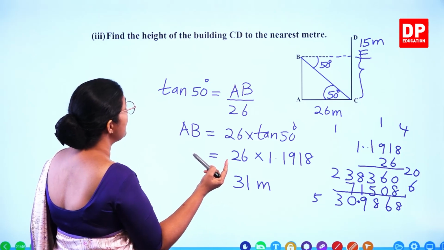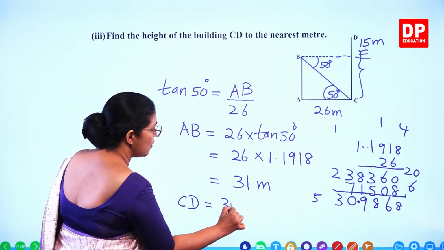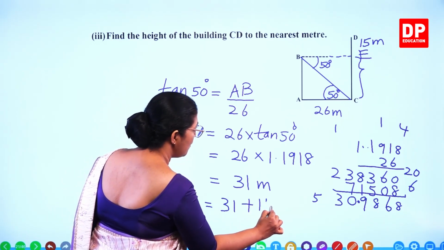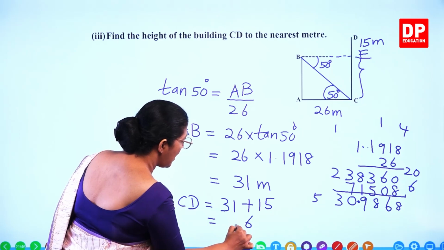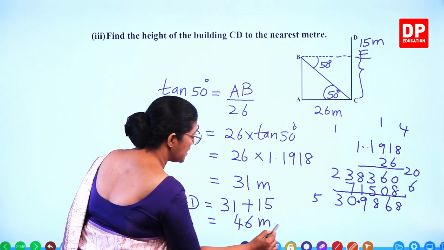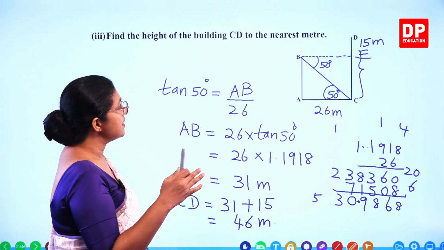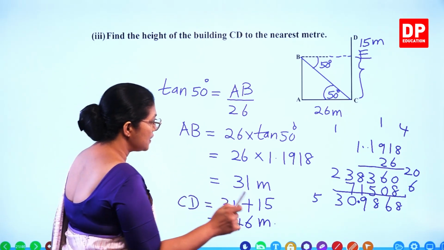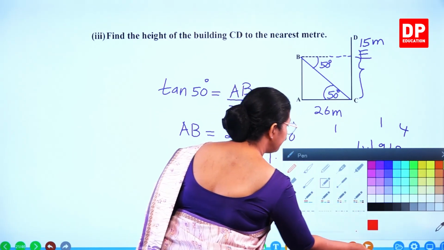So what is the height of the building? CD equals, you have to add 31 and 15. So you get 6 and 4. 46 meters is the height of the building CD. So let's give marks for that.